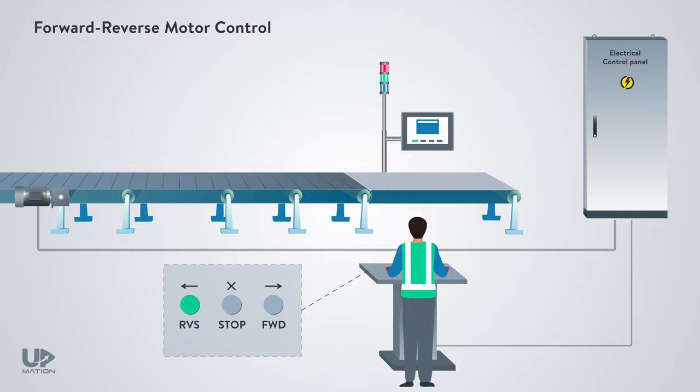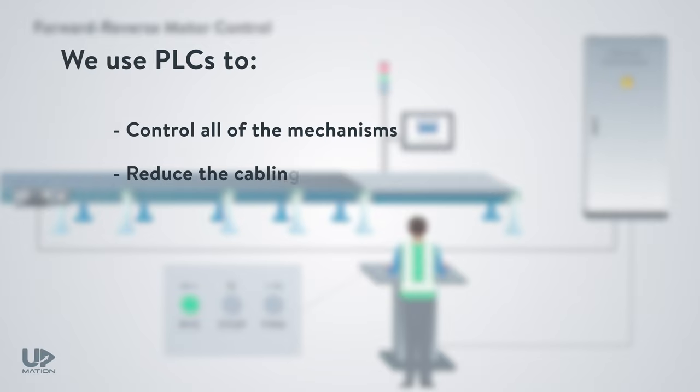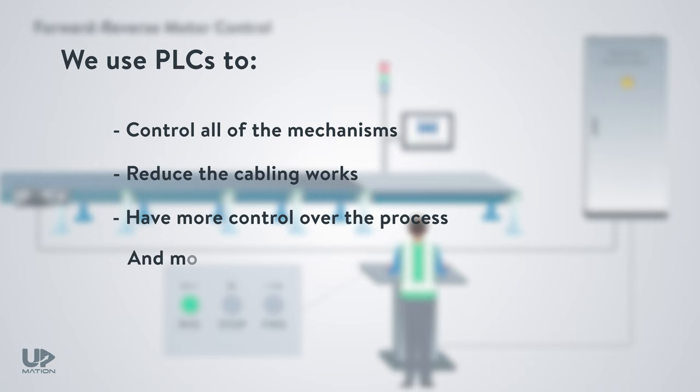It is possible to implement this mechanism without a PLC, but as you may know, these days, even for small-size processes, we use PLC systems to control all of the mechanisms in the process, reduce the cabling works, and have more control over the process.